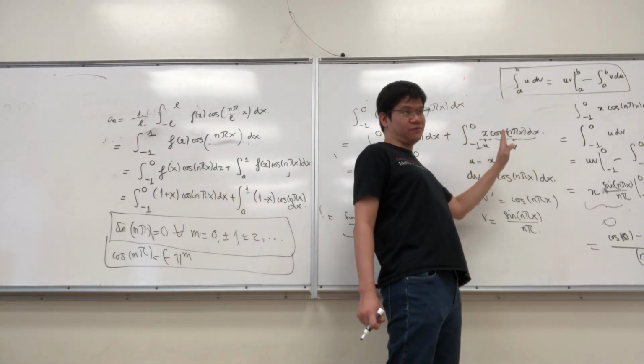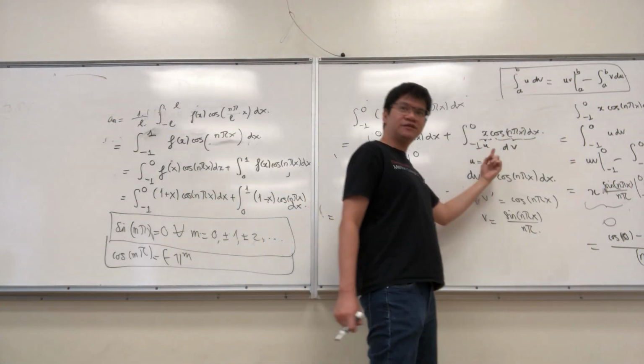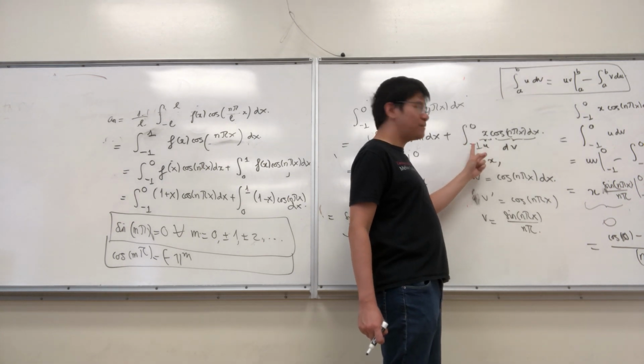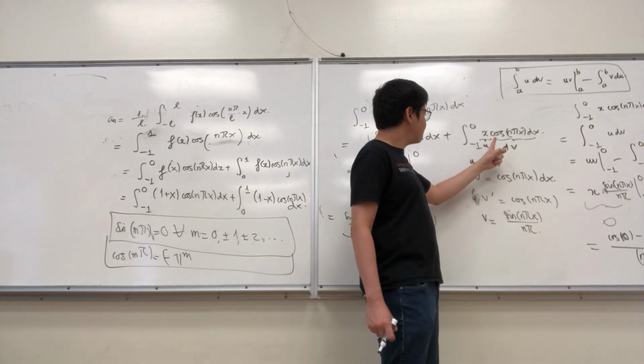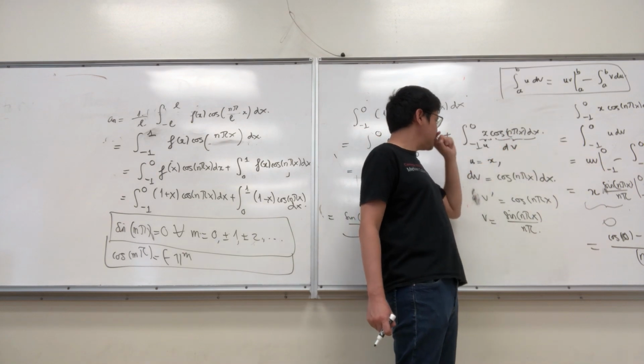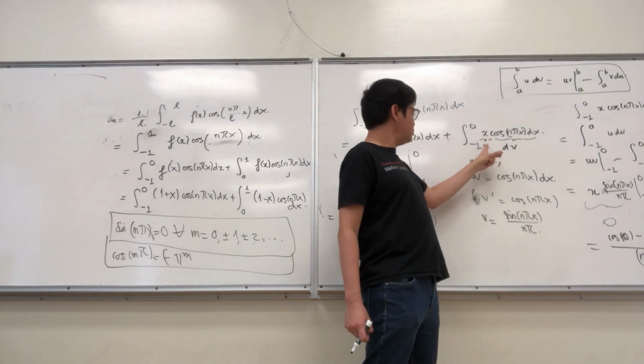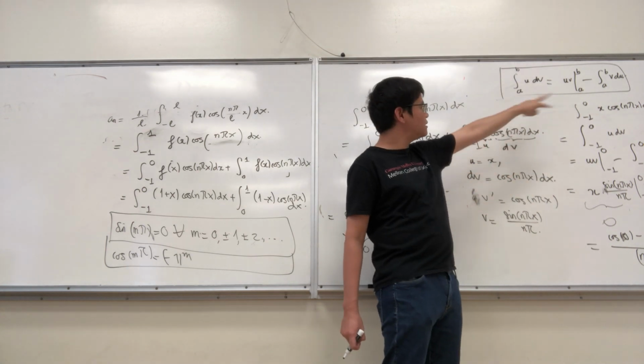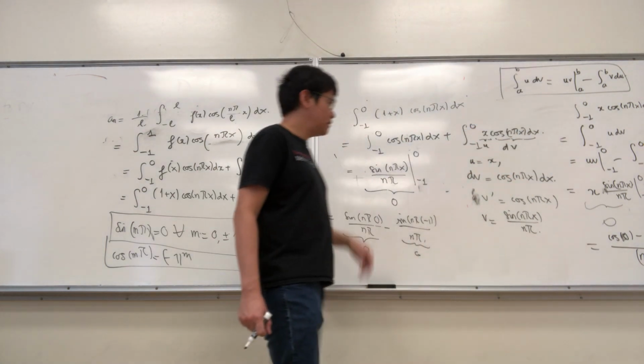Now I have to compute the second one. For the second one, this is going to be the integral from minus 1 to 0 of x cosine n pi x dx. So I'm going to choose u to be x and dv to be this, so that I can use the integration by parts formula.